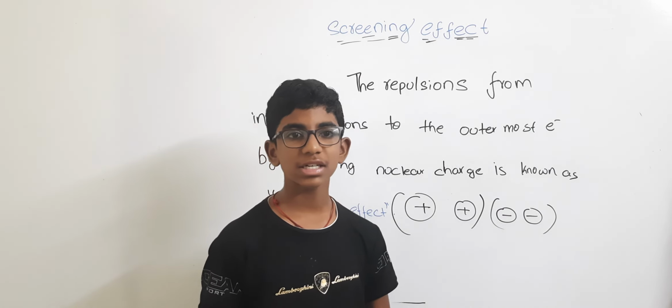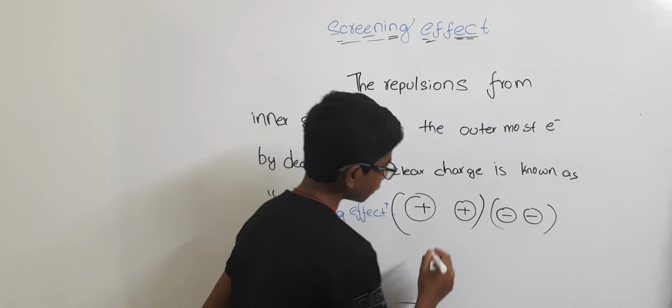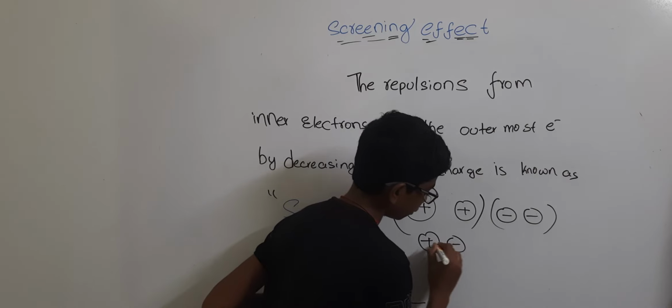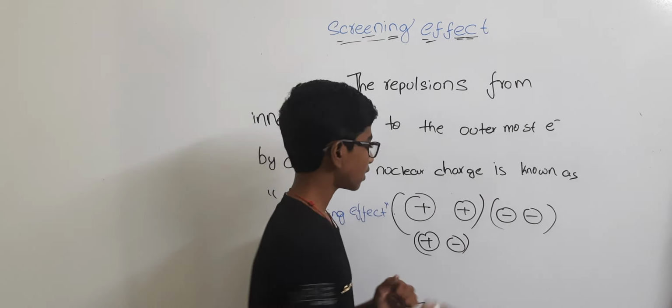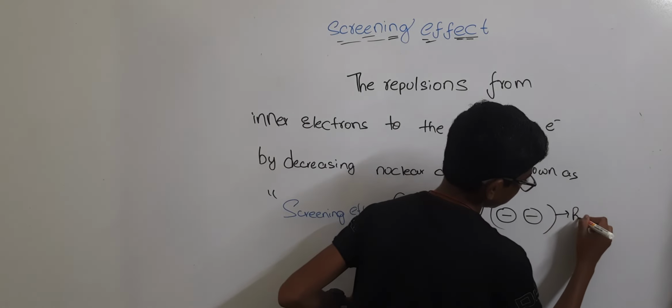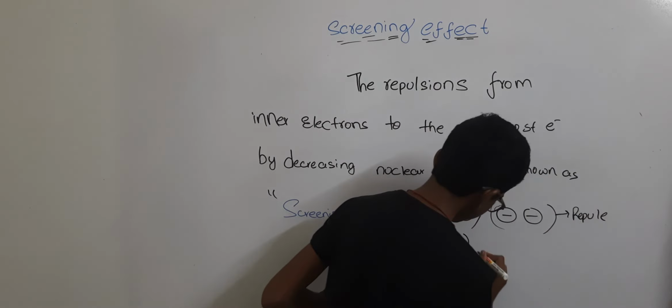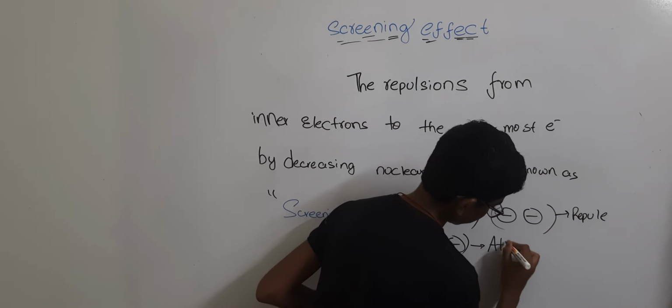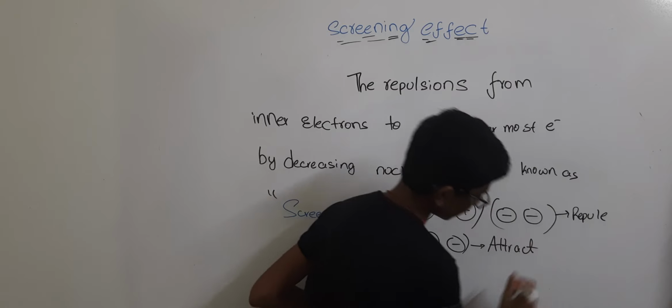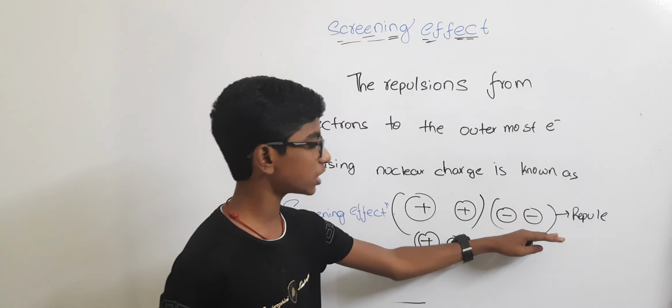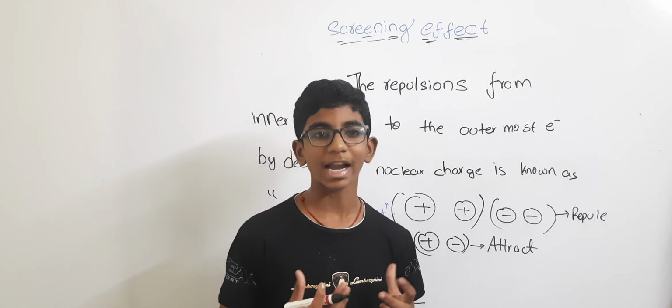In this screening effect, you know, same charges, positive or negative, repel each other because they are like charges. When you take a positive and a negative, they attract each other. These two repel, and this one attracts, because same charges repel each other and opposite charges attract each other.